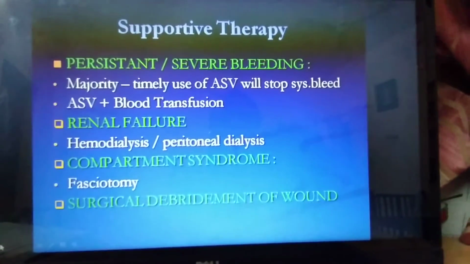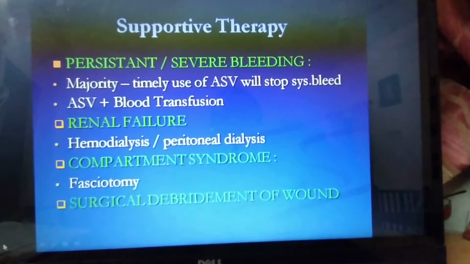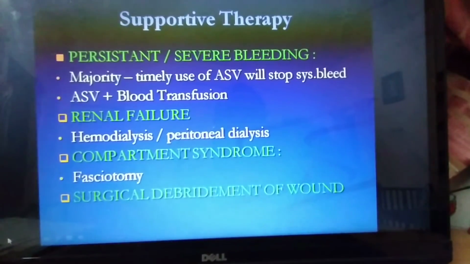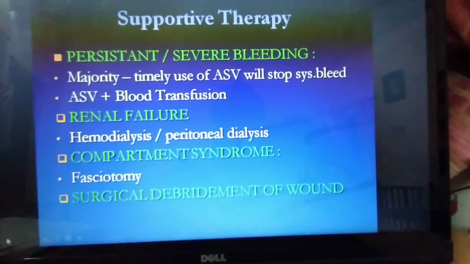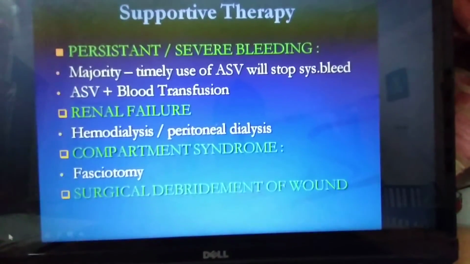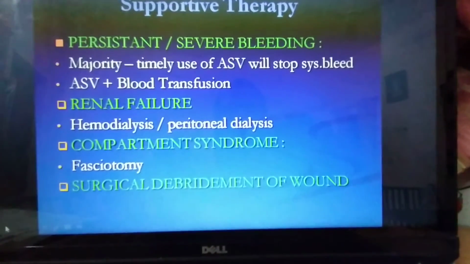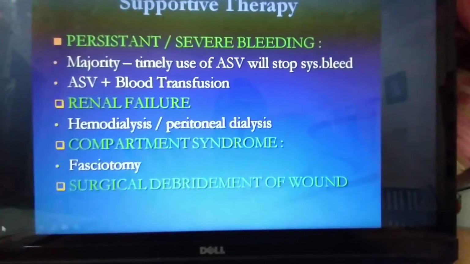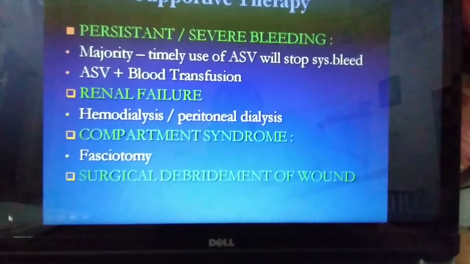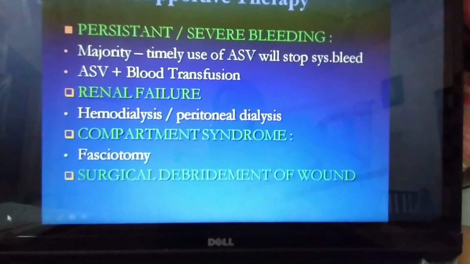For persistent severe bleeding, in the majority of cases timely use of AVS will stop it. Mostly the anti-snake venom will stop the systemic bleeding. If it is not stopping, you can go for ASV plus blood transfusion, to prevent shock due to loss of blood volume, hypovolemia.